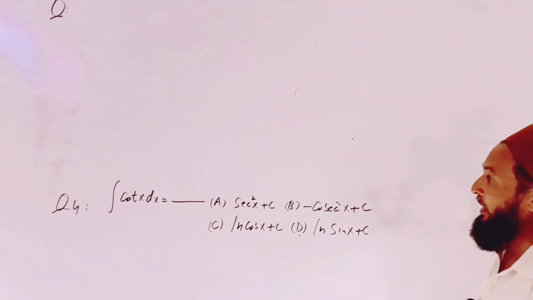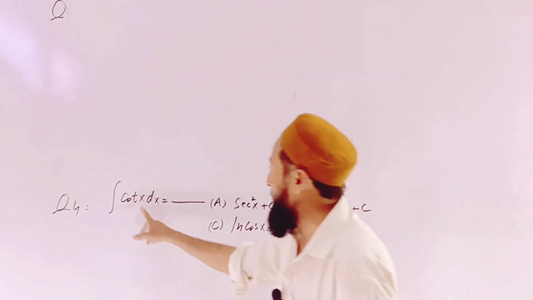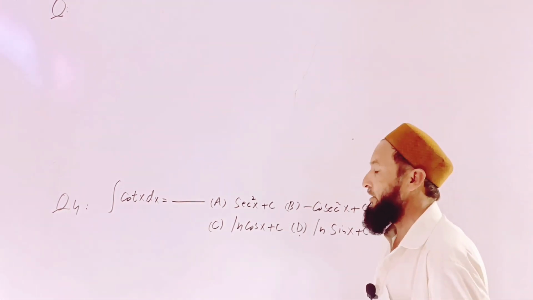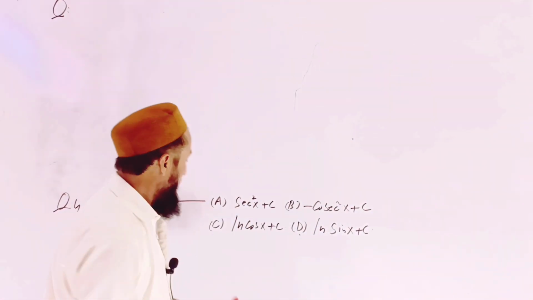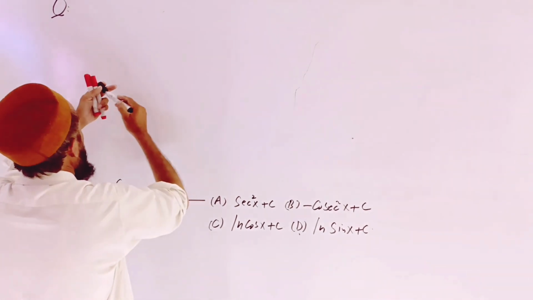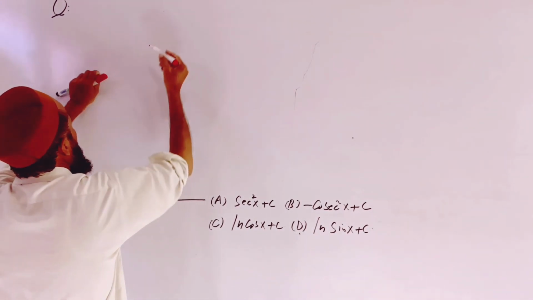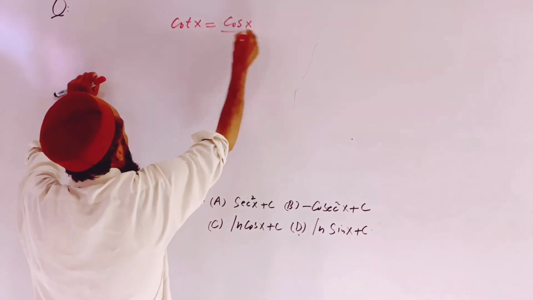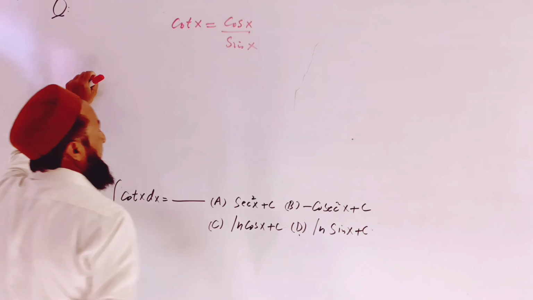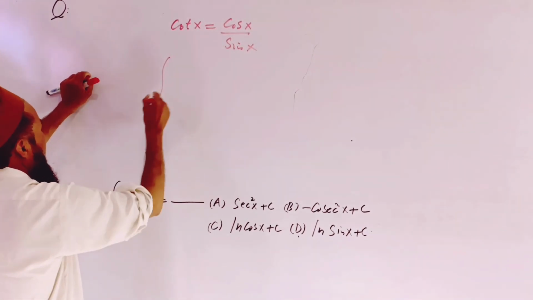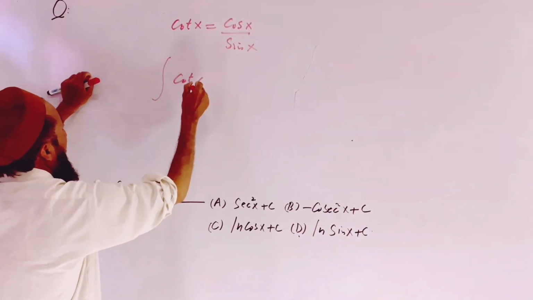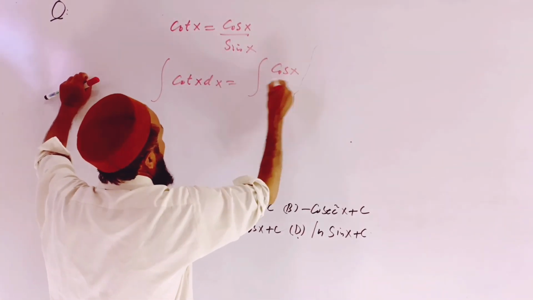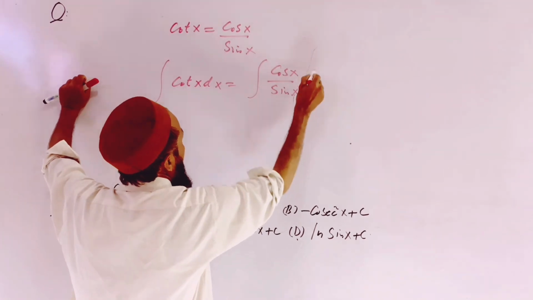For the coming test, integration of cotangent x dx. I have taken some important questions for the paper. So integration of cotangent x, first of all we write cotangent x. We know that cotangent x is equal to cos x divided by sin x. This is the trigonometric ratio we are using. Since integration of cotangent x is given, we replace it with cos x divided by sin x and dx.